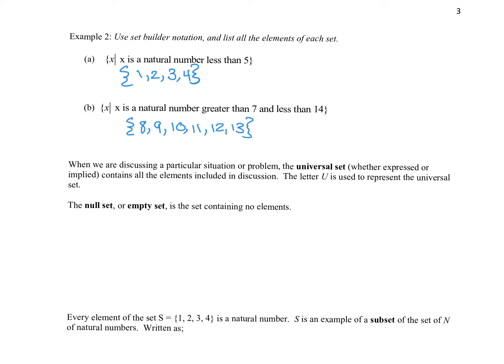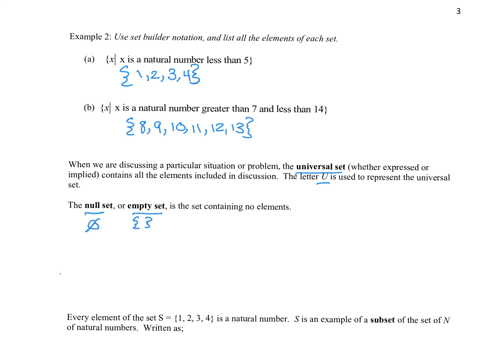So when we're discussing a set in a given situation or problem, we use the universal set to talk about all the elements that could ever be included, like the universe, and we use the letter U to represent that universal set. We also have some other special sets known as the null set and the empty set. The null set means there's nothing there, and we write that like this. Means there's nothing. We also can use the brackets, and then we don't put anything in them. So this, when there's nothing in between those brackets, means the empty set.